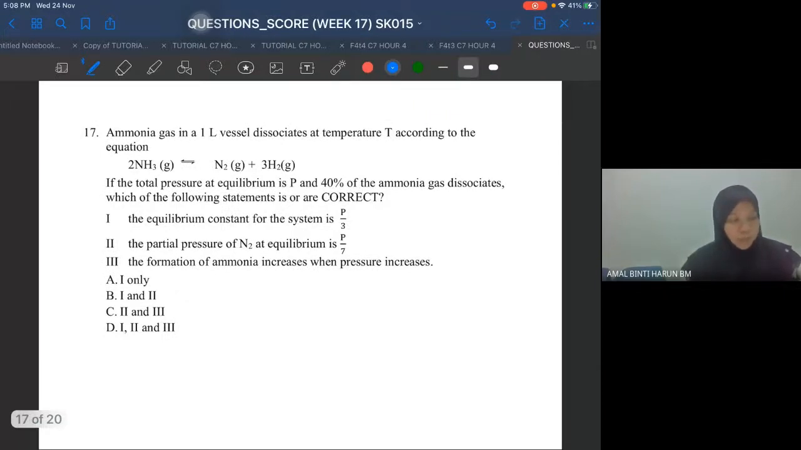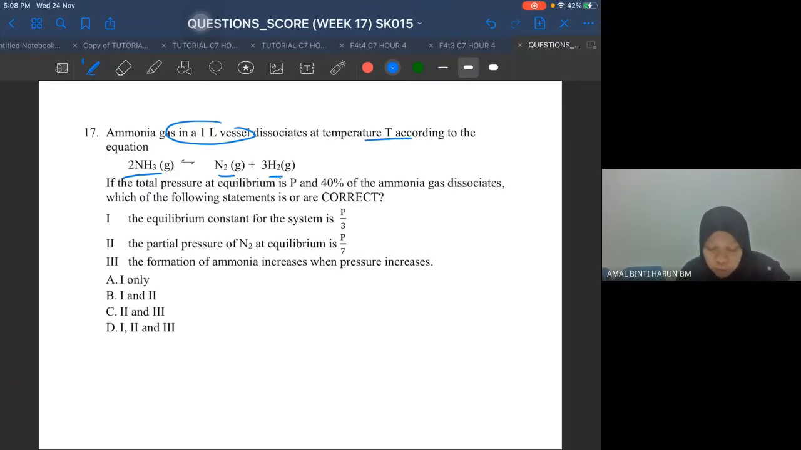Tujuh belas. Okay, 17. Tengok. 1 liter vessel dissociate T. We have ammonia and nitrogen and hydrogen. If the total pressure at equilibrium is P, 40% of the ammonia dissociated. Lepas tu, which of the following statements are correct? Okay, so kita nak tengok the equilibrium constant Kp is P over 3, partial pressure dia P over 7, the formation of ammonia increases when the pressure increases. So kita kena buktikan, kita kena kira sikit lah.